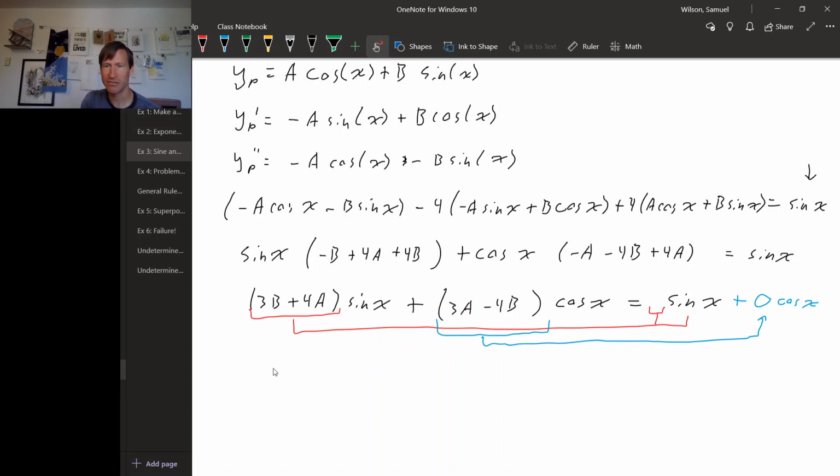So the first one that I've underlined in red here is 3b plus 4a equals 1. And the other one is 3a minus 4b equals 0. Okay, when you do undetermined coefficients like this, it turns out the system of equations that you get for your undetermined coefficients is always a linear system of equations, and so it's always possible to solve it.